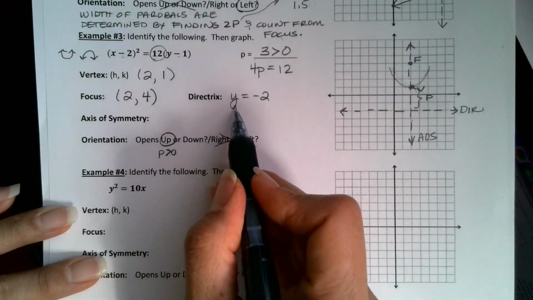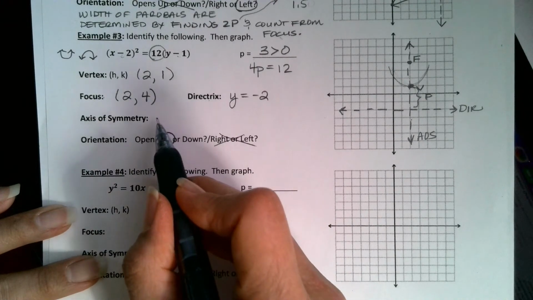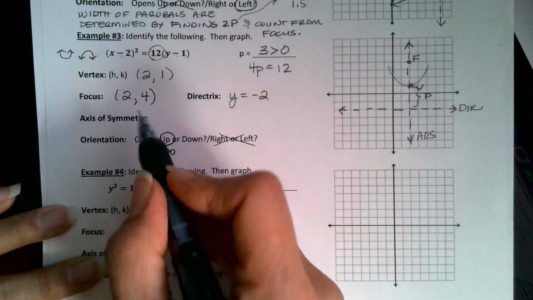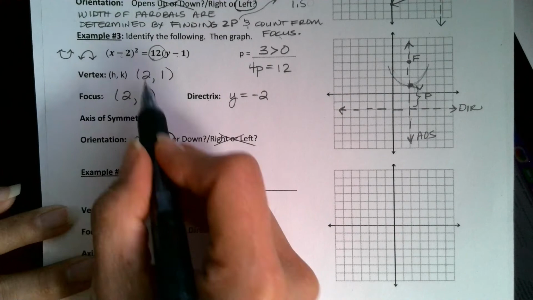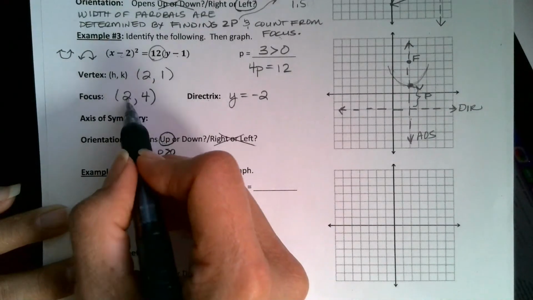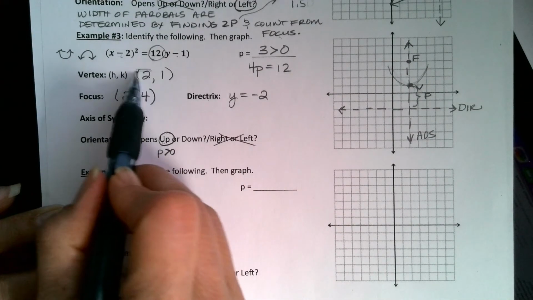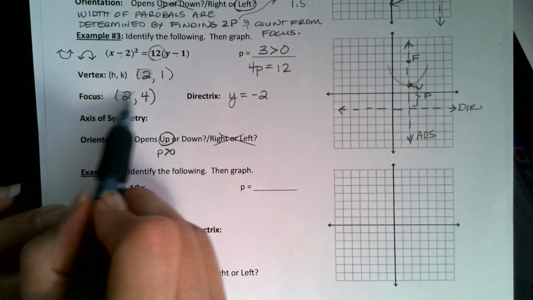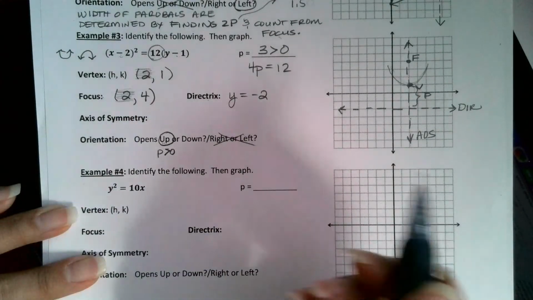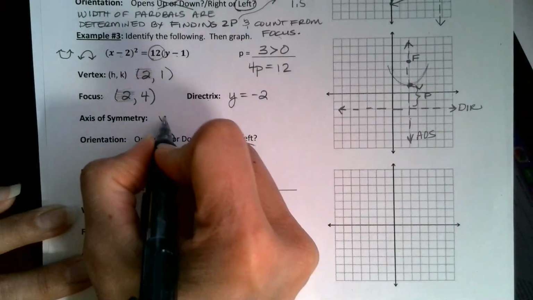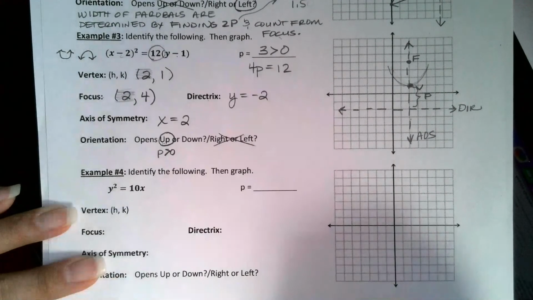Now if my directrix is y, I know this has to be x. And again, you can still use the fact that the axis of symmetry intersects vertex and focus. And what do we notice? We notice that they both share an x value of 2. So that's my axis of symmetry, x equals 2.